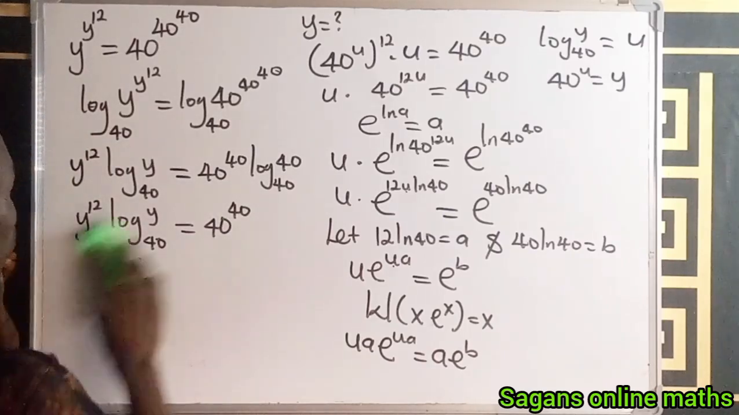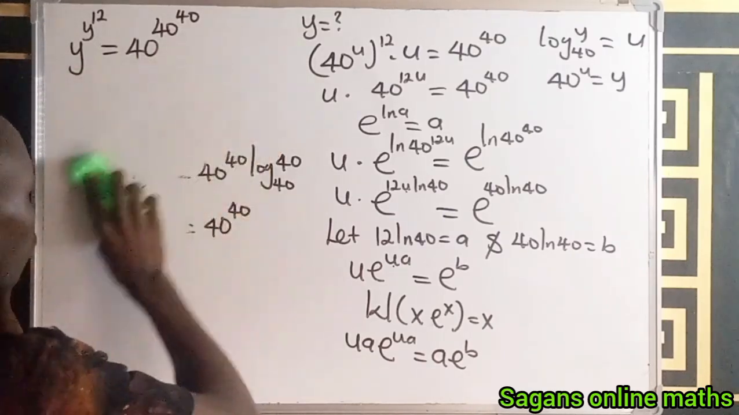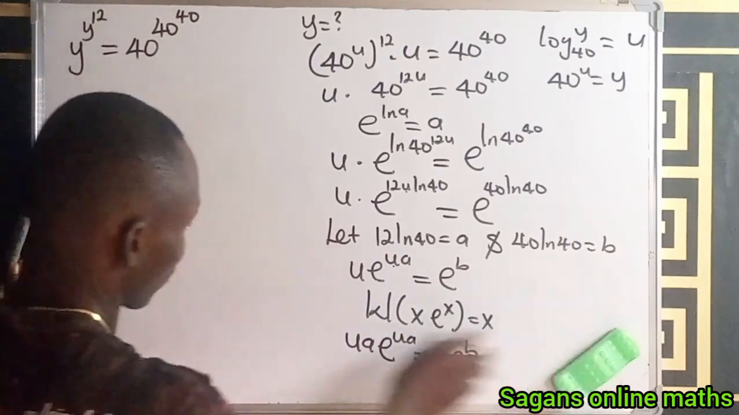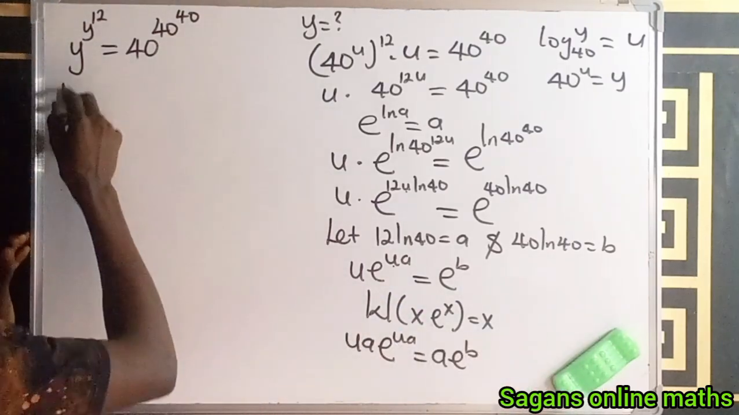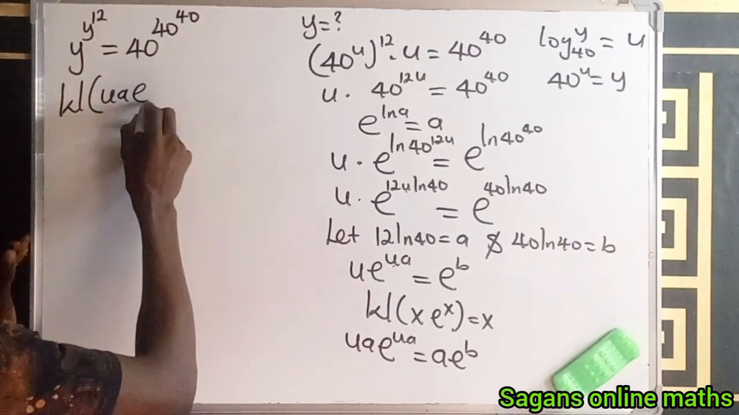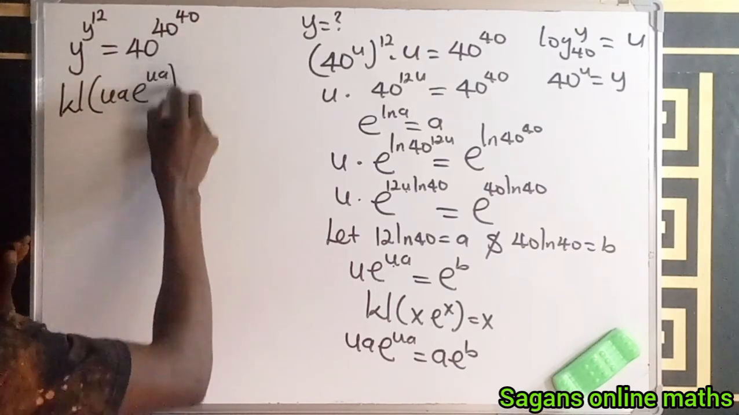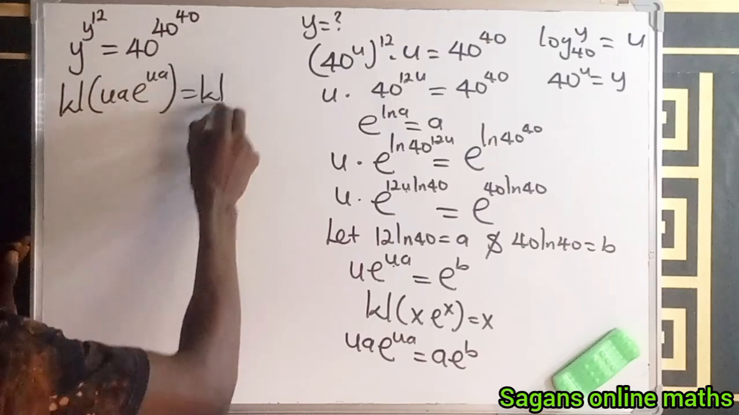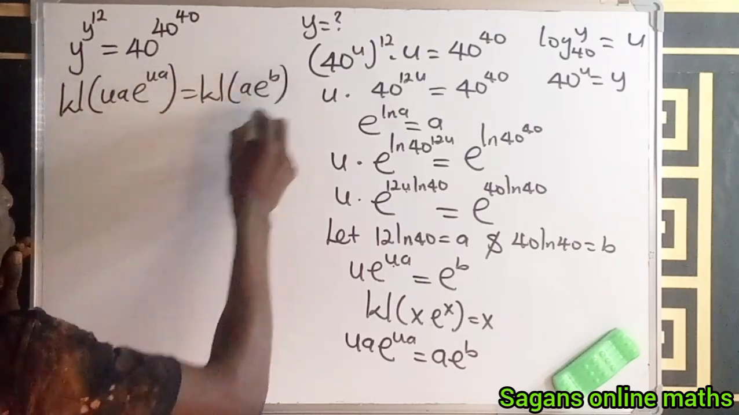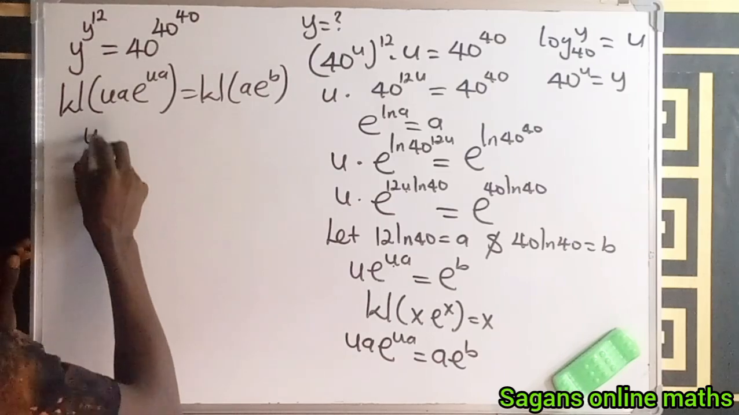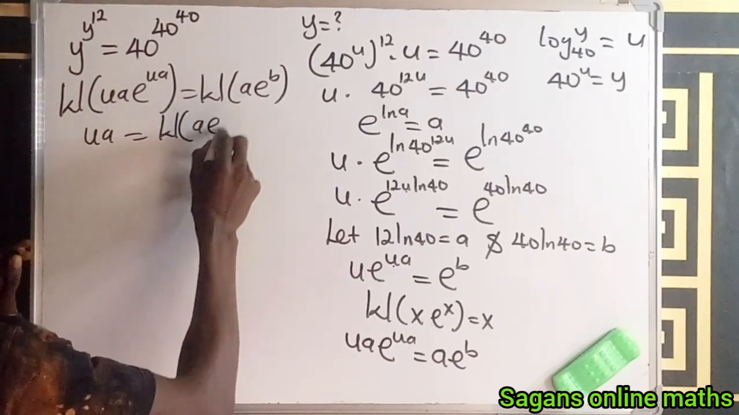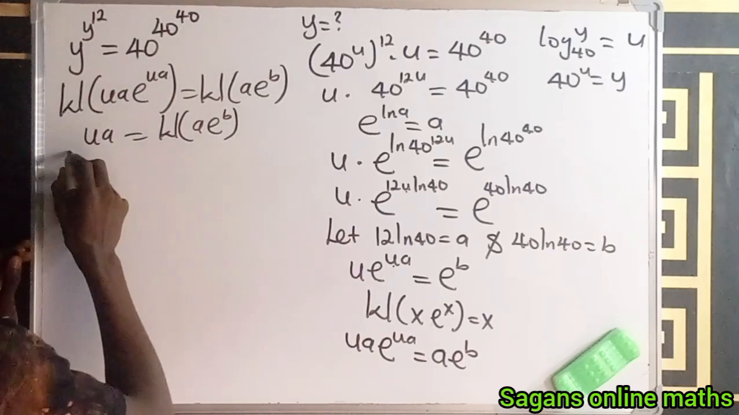So let's remove this from here quickly and solve for the value of y, because you're asked to find the value of y. Now from here we have to take the Lambert W function of UA multiplied by e to the power of UA, which is equal to the Lambert W function of A multiplied by e to the power B. So this will just give us UA equals the Lambert W function of A multiplied by e to the power B. We are looking for u, right?